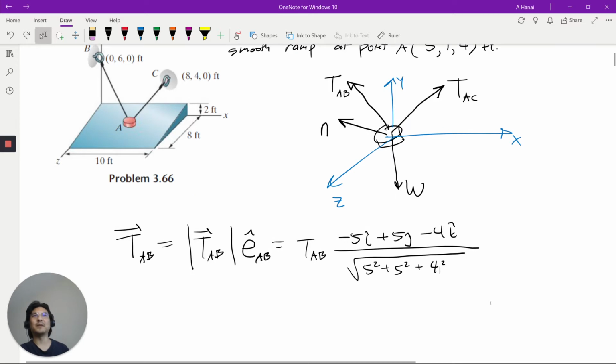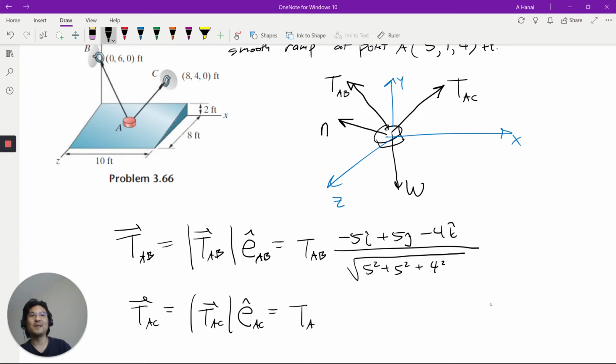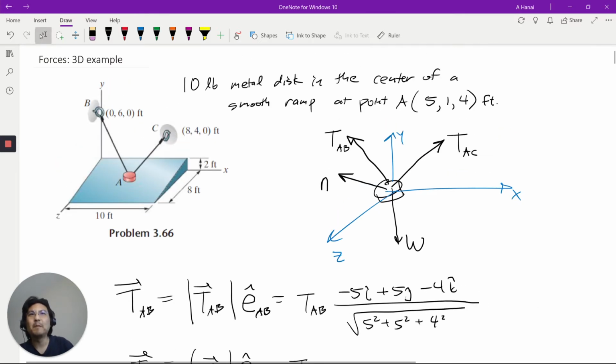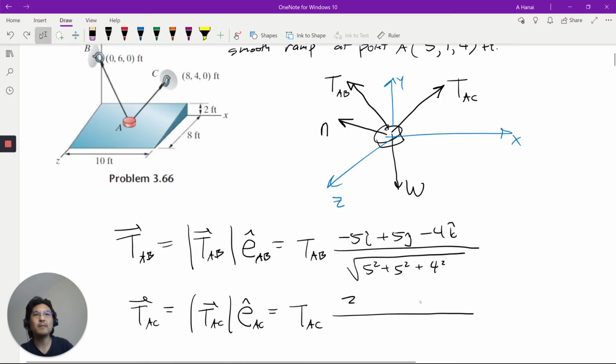Okay, now how about from A to C? Same, right? We don't know this magnitude, but the unit vector from A to C, we could definitely solve for it, no problem, right? Unknown magnitude from A to C, right? So 8 minus 5, 4 minus 1, 0 minus 4. Okay, divide by its own magnitude.